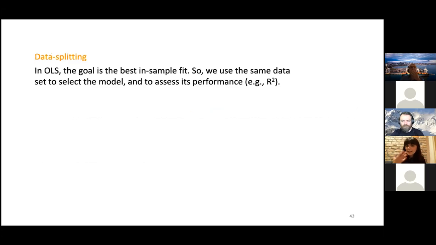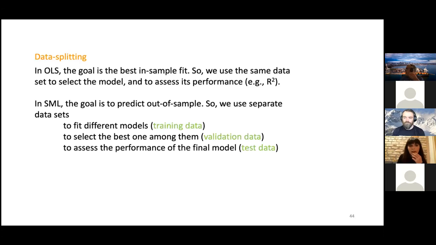And then obviously, like in most machine learning applications, we do some form of data splitting. This is not an issue that we think about in OLS because we are trying to get the best in sample fit. We're not thinking about out of sample predictions. So we use the same data to select the model, to assess its performance, and so on. In SML, we want to be able to predict out of sample. So we use separate data sets to fit a model, which we call training data, to select the best one among them, which is called the validation data. And then finally, data that we don't touch until the very end of the project, where we assess the performance of the final model. So this is the test or held out data.